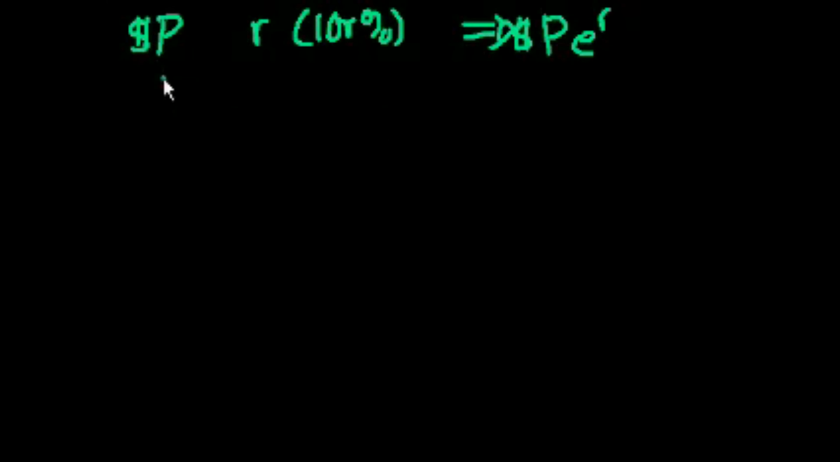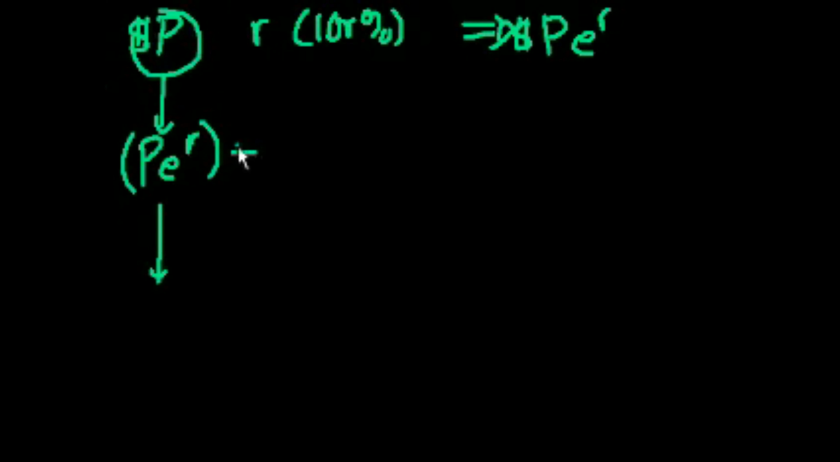After 1 year, we already said that I would owe you P times e to the R dollars. And then after 2 years, what happens? This becomes the new principal. You can view it as I borrowed this much, then I owed this much after a year, and so this is the new principal. So I can re-borrow this, right? So if I re-borrow, this becomes the new P.